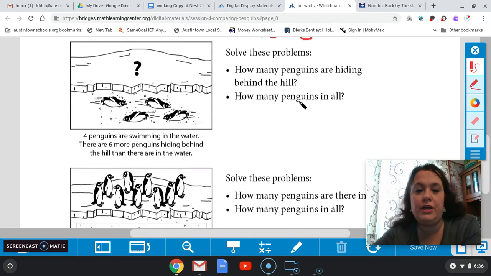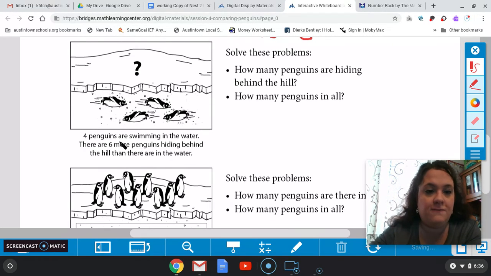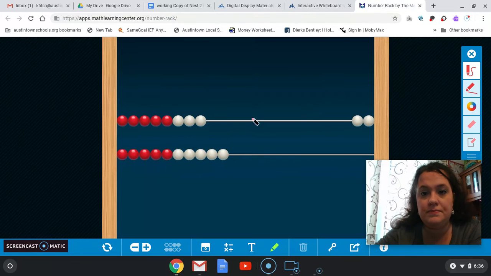Okay, let's look at our next one here. Ooh, these are getting trickier. Ready? Now we have some question marks. It says 4 penguins are swimming in the water. There are 6 more penguins hiding behind the hill than there are in the water. So they want to know how many penguins are hiding behind the hill. We have 4 penguins in the water, and they said there's 6 more hiding behind the hill. So back here we'd have 4 plus 6 more.